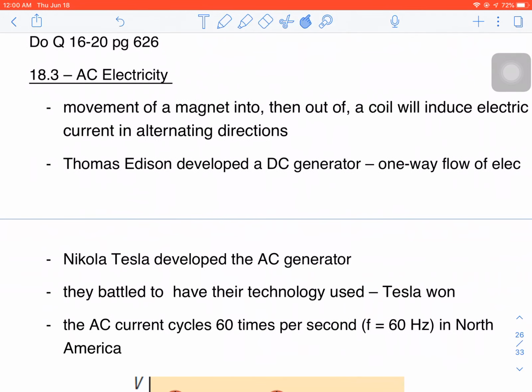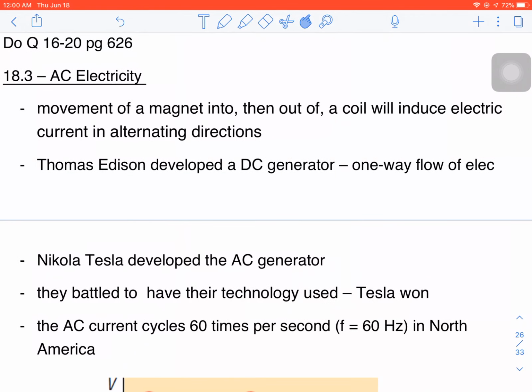Okay, so let's talk about AC, alternating current electricity, for a moment. Like I said a moment ago, the goal here is to be moving the magnet into a coil and out of the coil in succession. As I move it in and out, in and out, in and out, I'm going to end up creating alternating current electricity. Now, Thomas Edison came up with a DC generator that provided electricity or current that had only one direction, right?